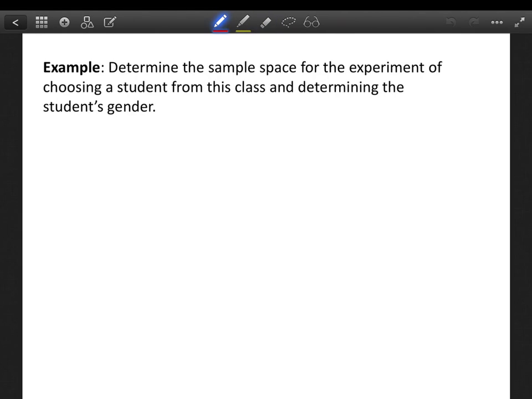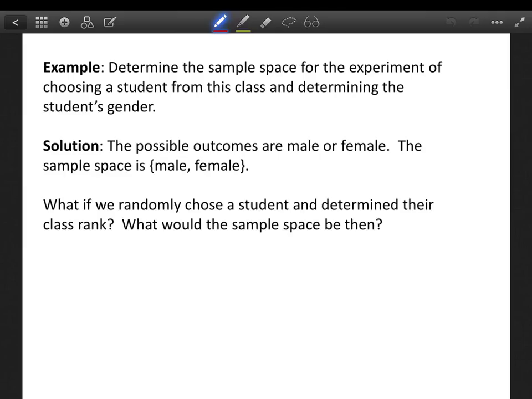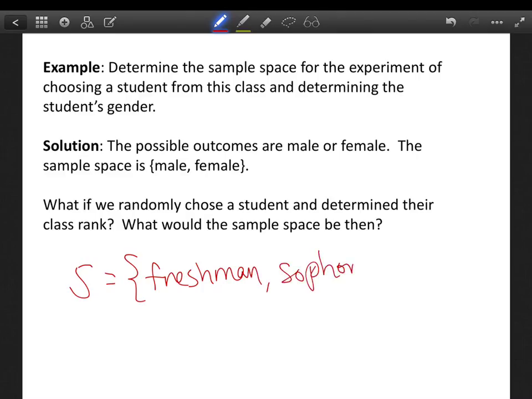So remember, a sample space is the set of all outcomes in an experiment. So if I were to choose a student and determine the student's gender, well, you could be male or female, so that's my sample space. What if instead I wanted to know their class rank? Well, the possible class ranks are freshman, sophomore, junior, and senior. So that's my sample space.